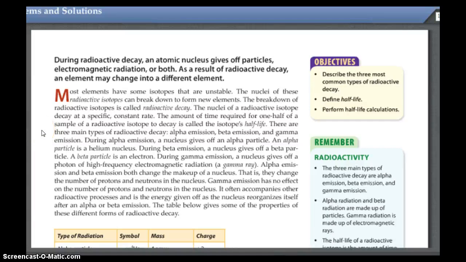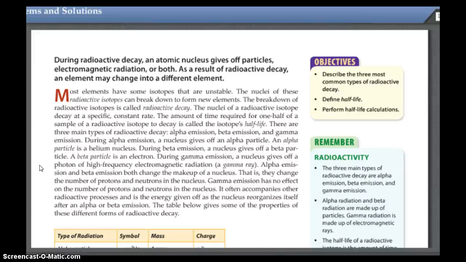There are 3 main types of radioactive decay: alpha emission, beta emission, and gamma emission. During alpha emission, a nucleus gives off an alpha particle. An alpha particle is a helium nucleus, so 2 protons, 2 neutrons. During beta emission, a nucleus gives off a beta particle. A beta particle is an electron. During gamma emission, a nucleus gives off a photon of high-frequency electromagnetic radiation, so a gamma ray. And remember, other types of electromagnetic rays would be like microwaves, X-rays, radio waves. Okay, so this one is gamma.